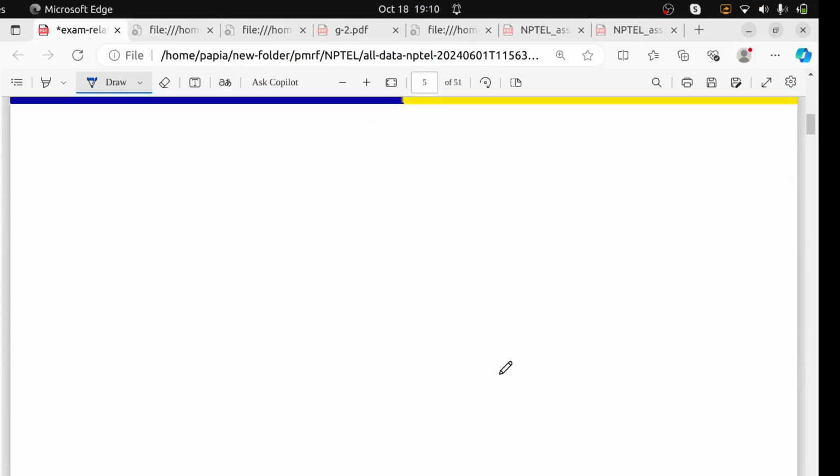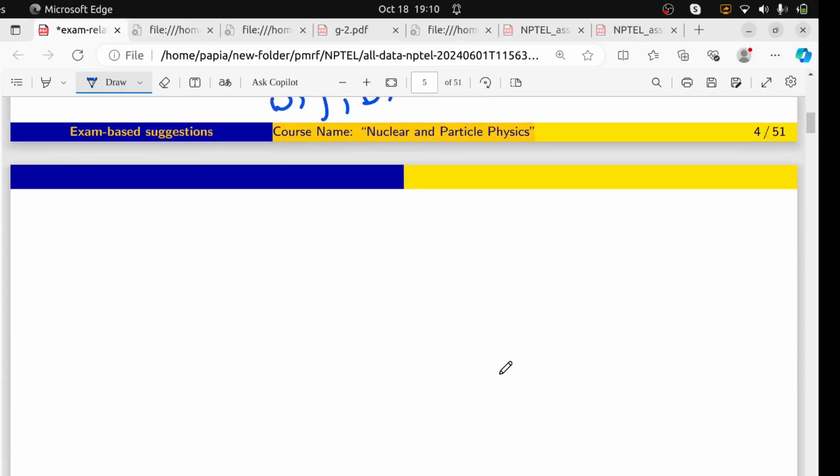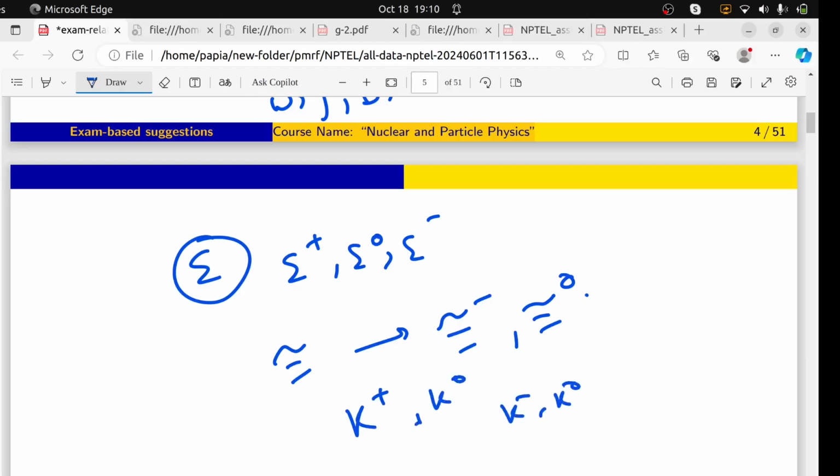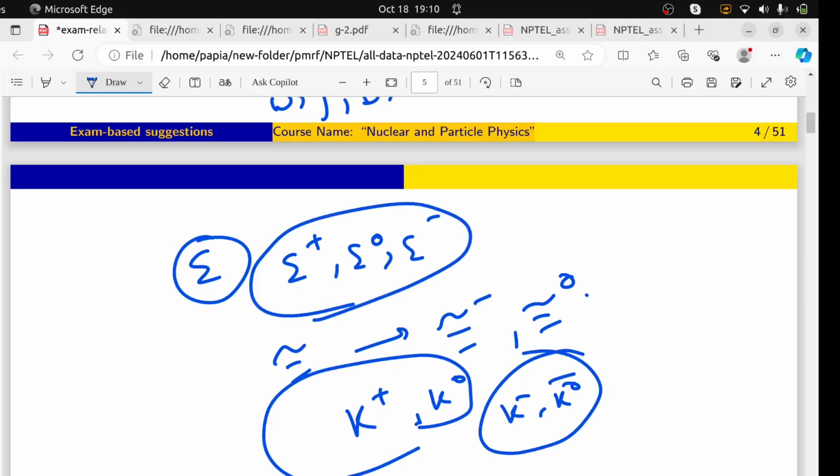Okay, I can tell you one simple trick. Let's say you know that sigma has three members in its family: sigma plus, sigma 0, sigma minus. Then cascade has two members in its family: cascade minus, cascade 0. Then K plus, K0, and then K minus, K0 bar, are each one family. Then p and n is also one family.